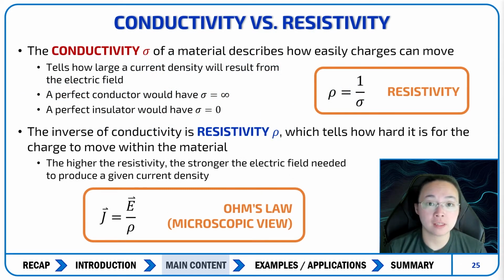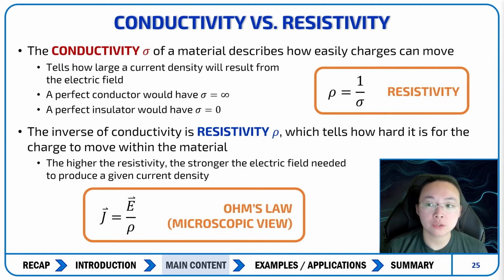First of all, let's have a brief discussion about what the differences are between conductivity and resistivity. The conductivity sigma of a material, which we briefly talked about in the previous section, describes how easily charges can move through that material. That means it will tell us how large the current density is going to be from the electric field, because J is equal to sigma E.